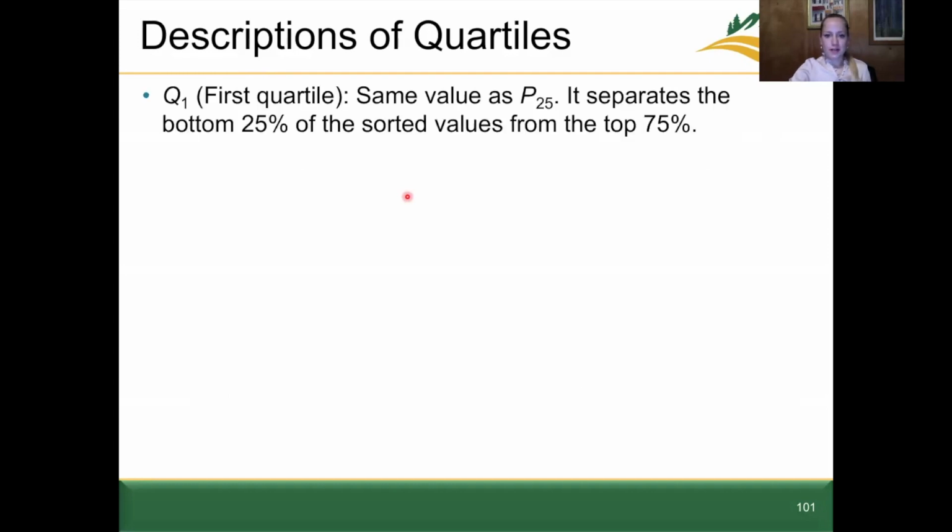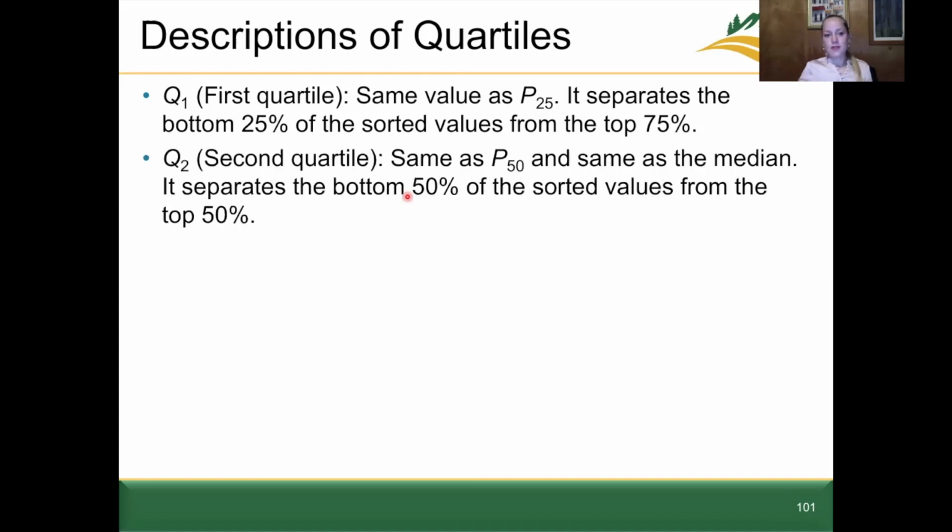So Q1 is the first quartile. This is the same as thinking about the 25th percentile. In other words, it separates the bottom 25% of the sorted values from the top 75% of the sorted values. Next is Q2. This is the second quartile. This is the same as thinking about P50 or the 50th percentile. It's also the same as the median. If you recall what the median is, it's the value that appears directly in the middle of a data set. The second quartile separates the bottom 50% of the sorted values from the top 50% of the sorted values.